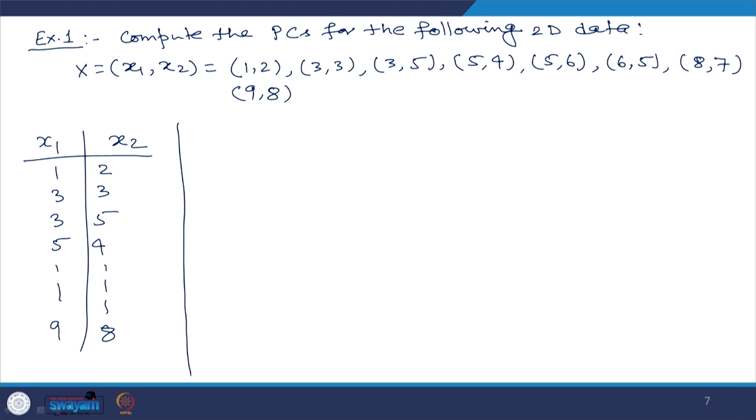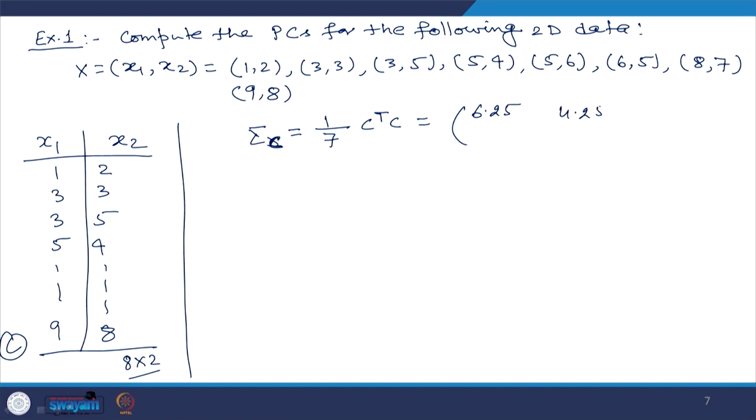So, first what I need to do, this is my data matrix. So, 1 2 3 4 5 6 7 8, so it is 8 by 2 matrix. This is the matrix C. First I have to find out sigma C, that is the covariance matrix, that will become 1 upon 7, means 8 minus 1, 7, 8 are the sample points, C transpose into C, and this comes out to be 6.25, 4.25, 4.25, 3.5.